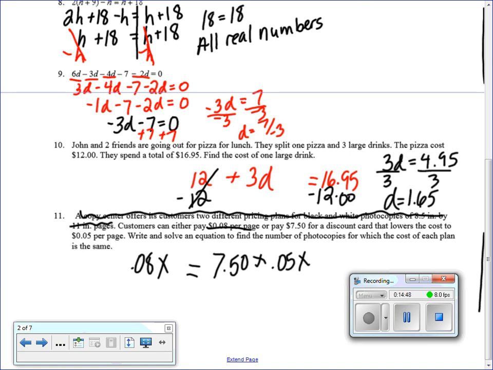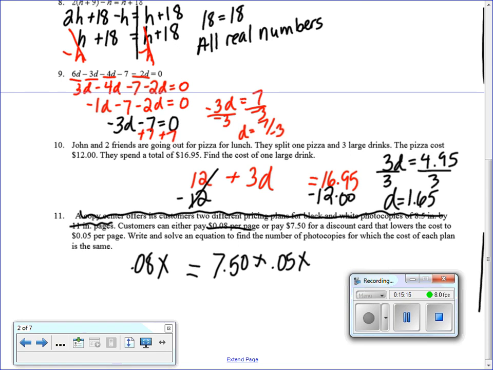To solve it, again, we need to look: is there distributive property happening? There's not. Do we need to combine like terms? Are there any like terms on either side? There's not. There's only one term here, and the two terms on the other side are not alike. Then we look, do we have variables on both sides? In this case, we do. So we're going to have to get rid of the one that's not by itself.